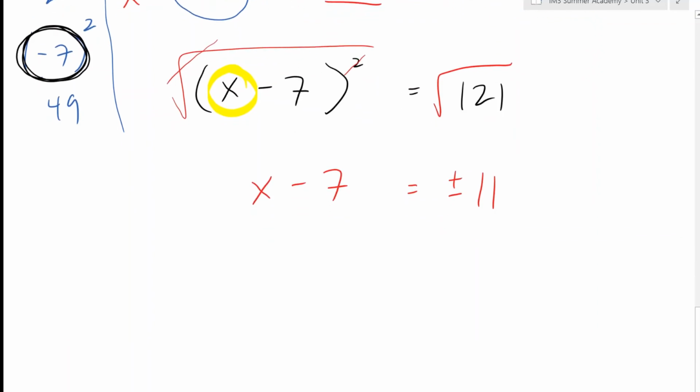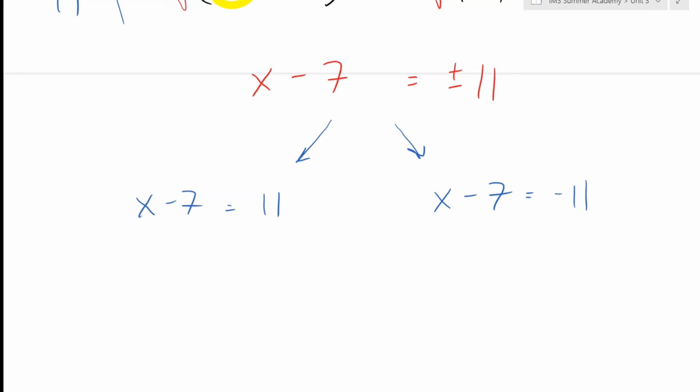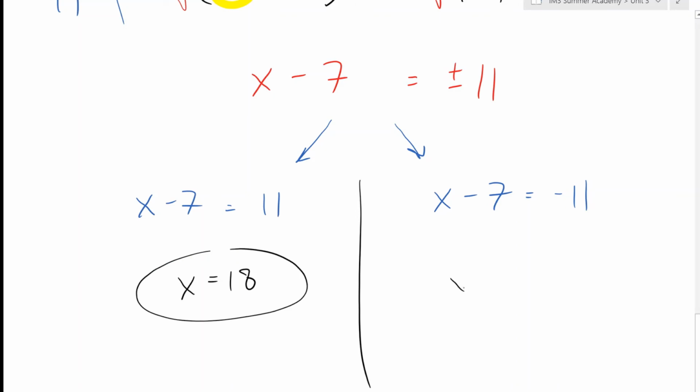X minus 7 is still on the left. And now we go ahead and split this into two problems. One with a positive 11, the other with a negative 11. And finally, just solving these out, when we add 7 on both sides, we get an 18. Adding 7 over here, we get a negative 4. And there's my two answers for this.